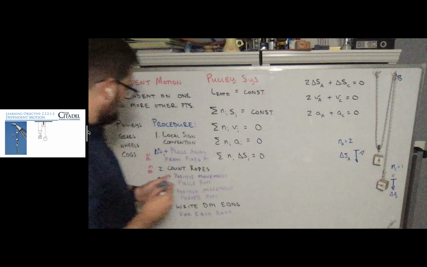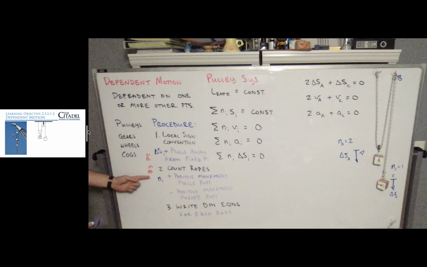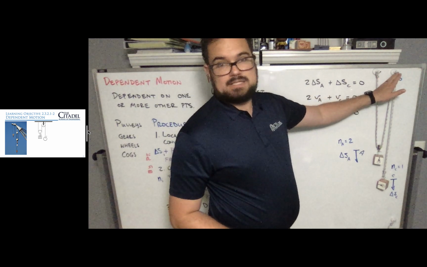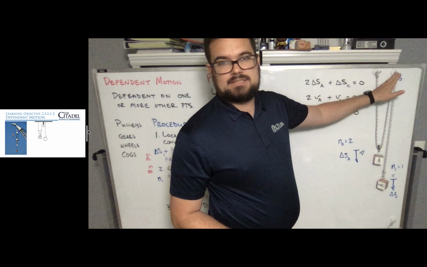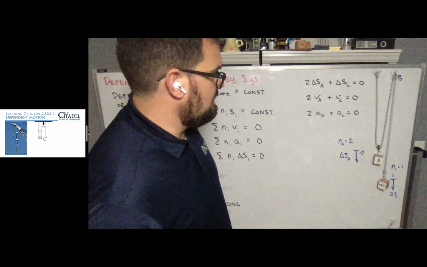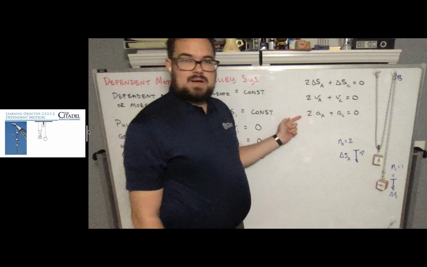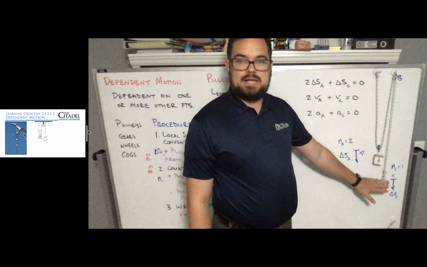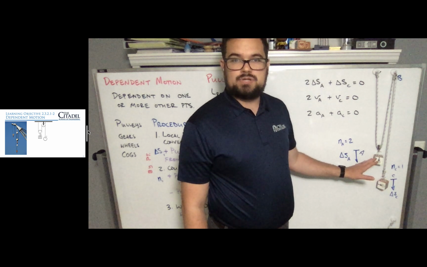Now, real quick point, when we count our ropes, when we do our local sign convention, we're doing this by moving points. So we're ignoring B because this point doesn't move, right? There's no motion there. Its velocity and acceleration is always going to be equal to 0. So now I've got these three equations, and if I were working a problem, maybe I would know about the motion of one of the points and be looking for the motion of another.